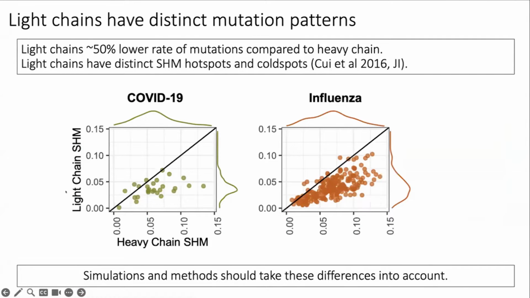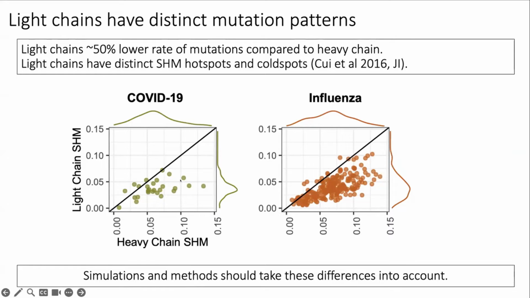So one reason we might want to have more complex models for incorporating light chain sequence information is that light chain BCR sequences have distinct mutation patterns from heavy chain BCR sequences. It's been known that light chains have a lower rate of mutations compared to the heavy chain. And to confirm this, we looked at two empirical data sets of COVID-19 patients and an influenza patient, and quantified the level of somatic hypermutation in the heavy chains for each clone and the light chains for each clone.